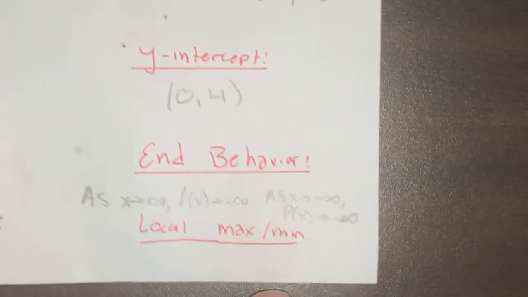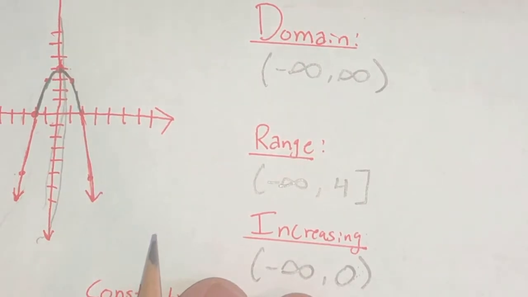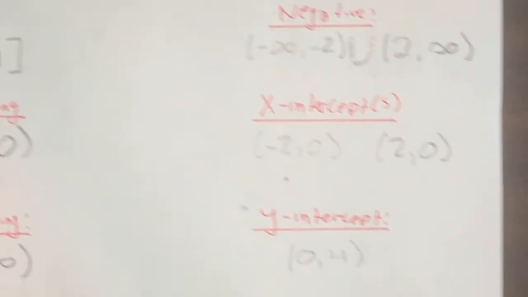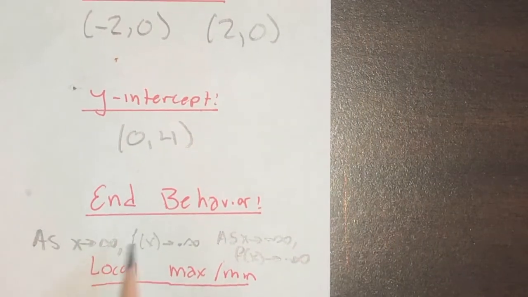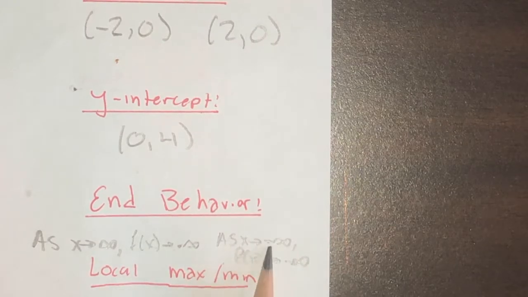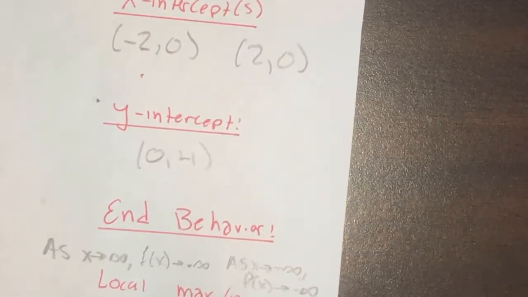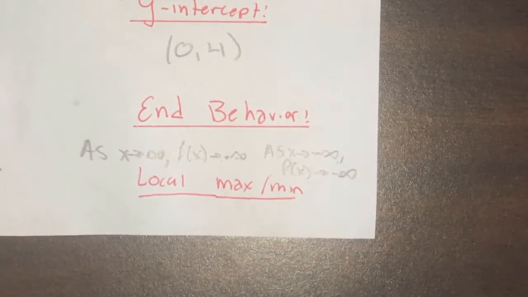Sorry if I was shaking a little bit there. So as x goes to infinity, f of x goes to -infinity. As x goes to -infinity, f of x also goes to -infinity.